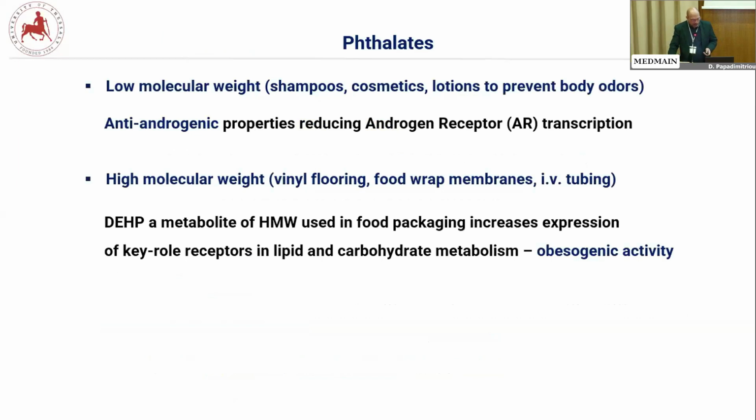The phthalates are divided in 2 major categories: the low molecular weight, which are in the shampoos, the cosmetics, the lotions we use every day to prevent axillary odor. They have anti-androgenic properties, reducing androgen receptor transcription. And the high molecular weight, like those we use in vinyl flooring, food wrap membranes, and in medicine for IV tubing. So DEHP, a metabolite of high molecular weight used in food packaging, increases expression of key receptors in lipid and carbohydrate metabolism, having an obesogenic activity.